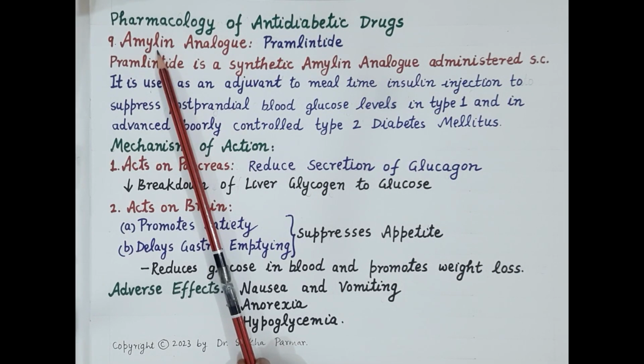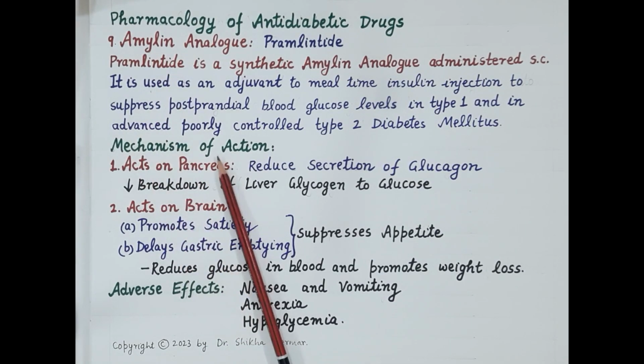Now, insulin and amylin are both absent in type 1 diabetes mellitus. Type 2 diabetes mellitus is caused due to insulin resistance. But as the disease progresses, there occurs a gradual deficiency of amylin and insulin in advanced, poorly controlled type 2 diabetes mellitus. So, let's first understand the mechanism of action of pramlintide.